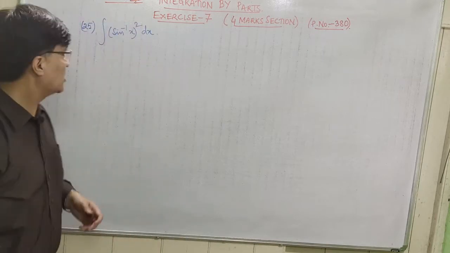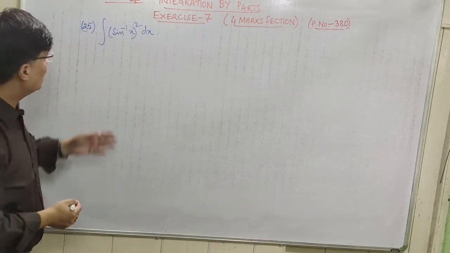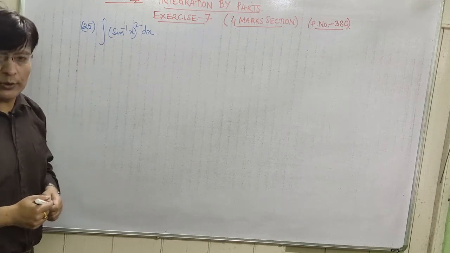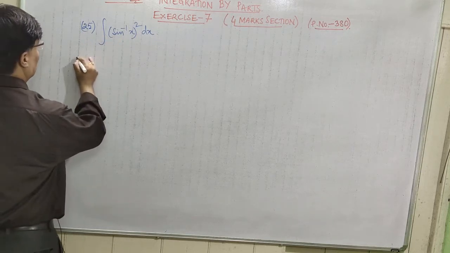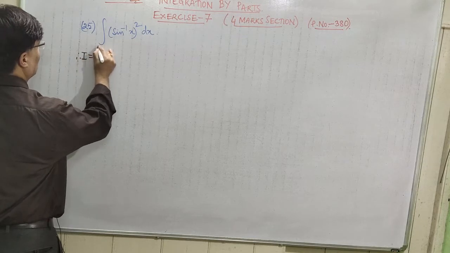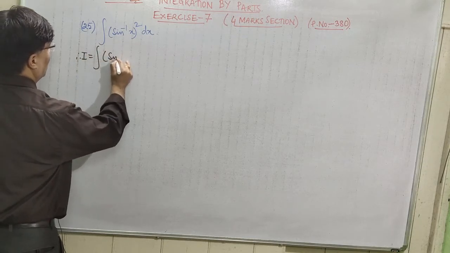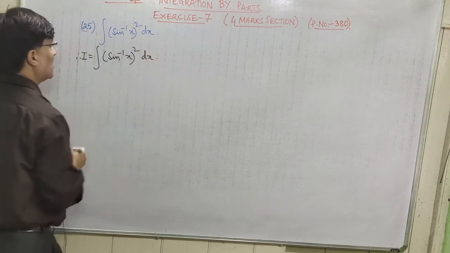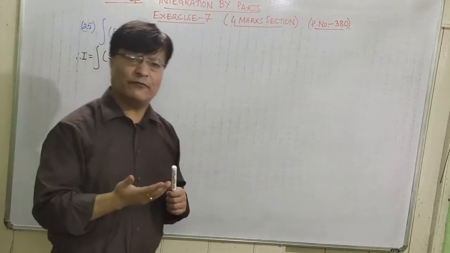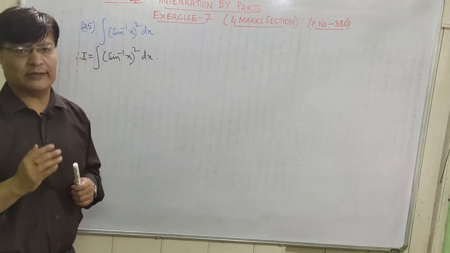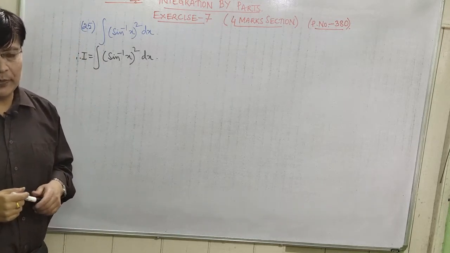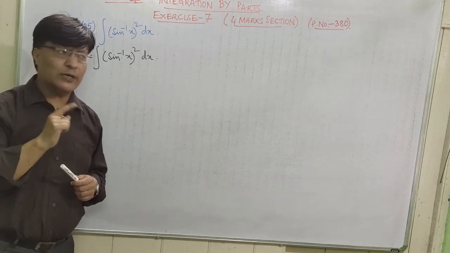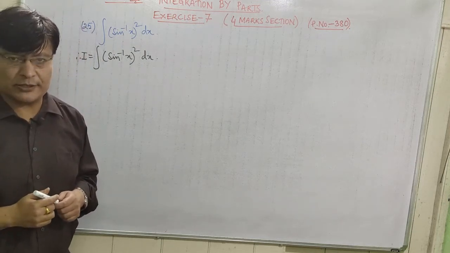So now we'll do the next question, that is question number 25. So let us evaluate this integration, that is integral of sine inverse x whole square dx. So let us first write I is equal to integration of sine inverse x whole square dx. So this is integration of only inverse circular function, that is sine inverse x whole square dx. So if there is only integration of inverse circular function, then also you have to use integration by parts.